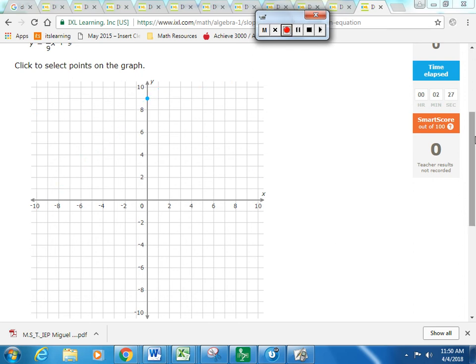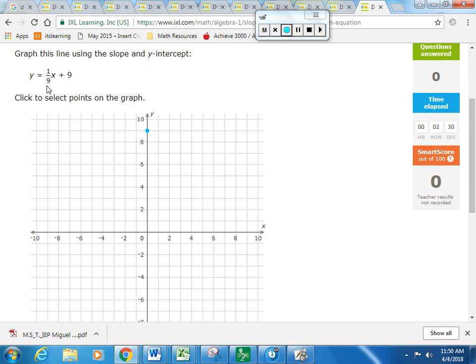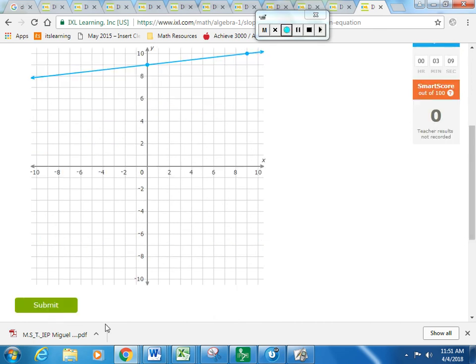Alright, next. The y-intercept. We put the first 9, and then we move the slope. The slope tells us how to move. Do you see how here it has the x? Everyone see the x? The one in front of it, Obed, is the slope. Alright? 1 over 9. So that means it's positive, so it goes up 1. How many to the right? You always go to the right. 9. 1, 2, 3, 4, 5, 6, 7. And that's all you have to do. Click submit.